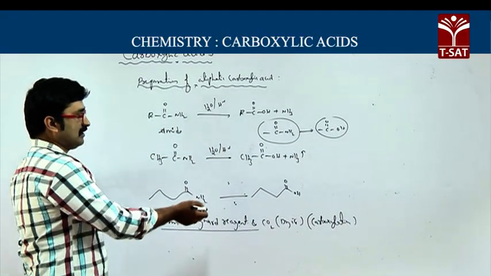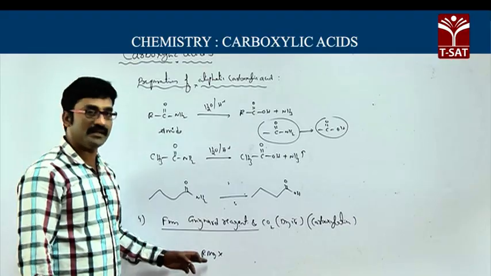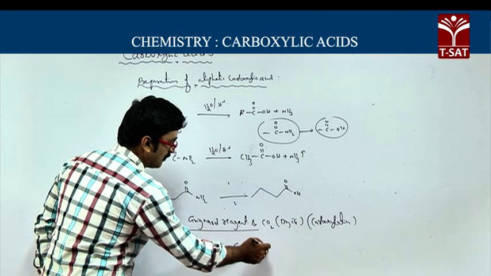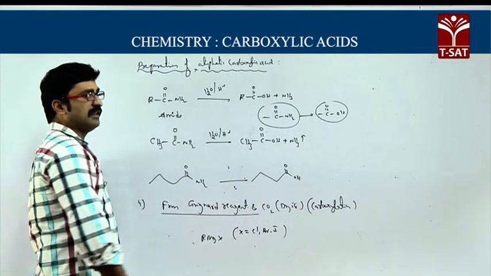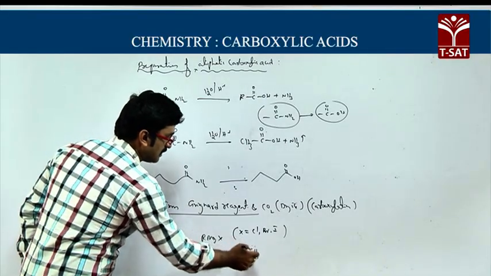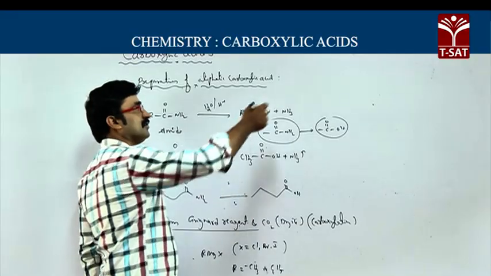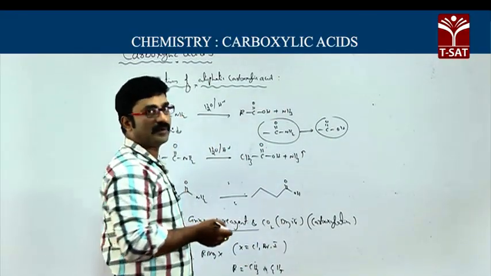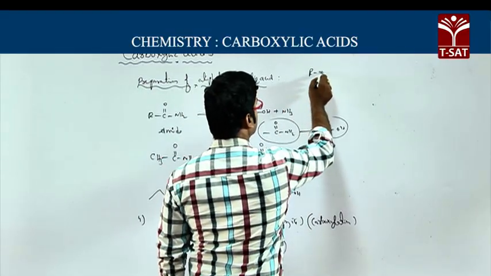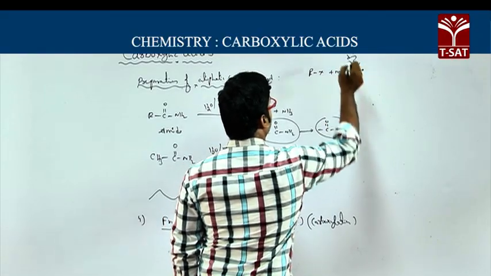Now, you know that Grignard reagent is nothing but RMgX. Alkyl magnesium halide is called Grignard reagent, and here X may be chlorine, bromine, or iodine, and R can be anything. It may be an alkyl group or aryl group, like CH3 or C2H5 or C3H7. Grignard reagent can be prepared from alkyl halides on reaction with magnesium in the presence of dry ether.